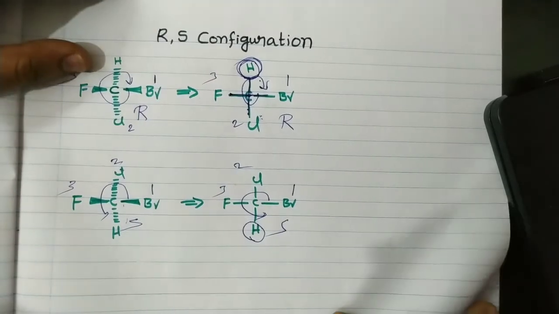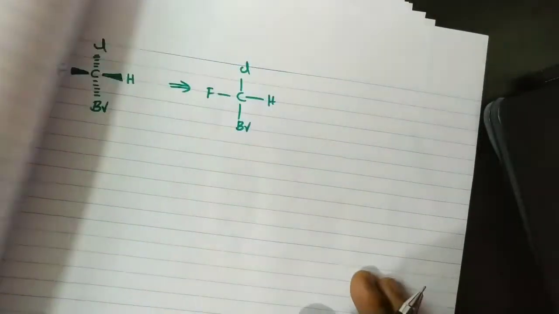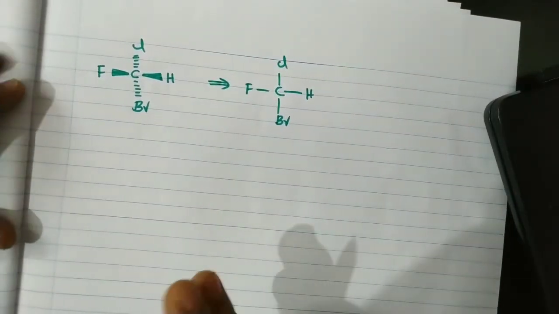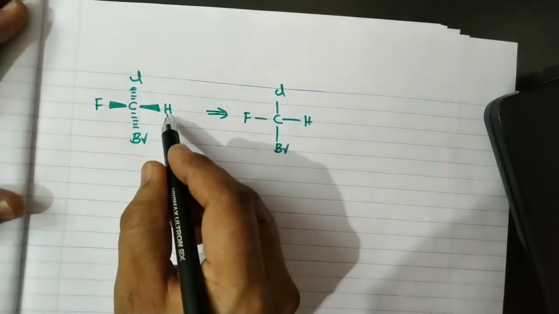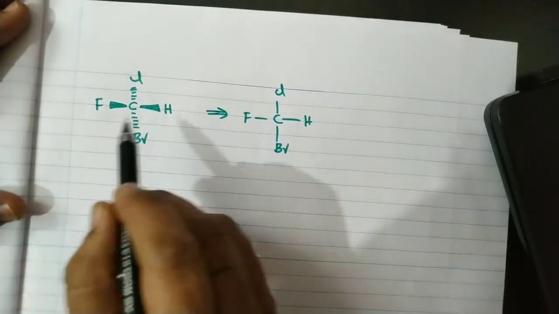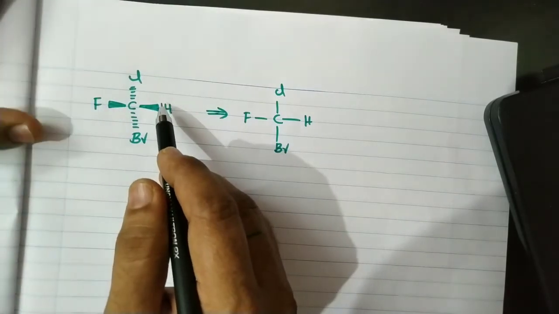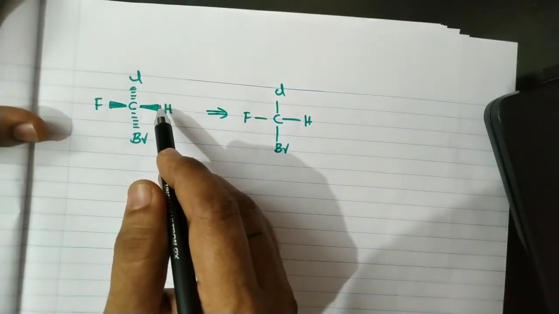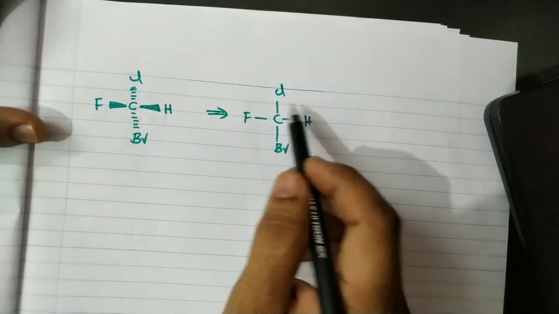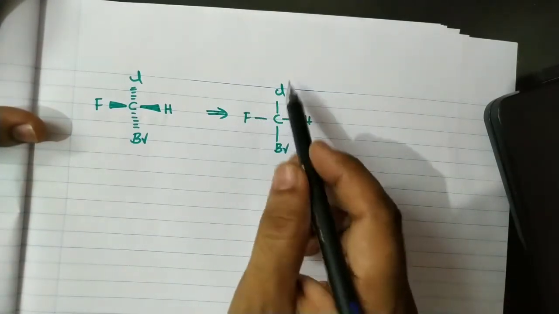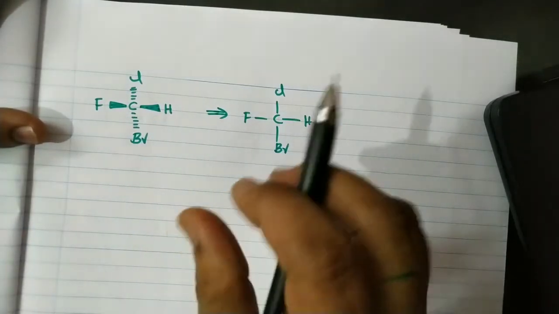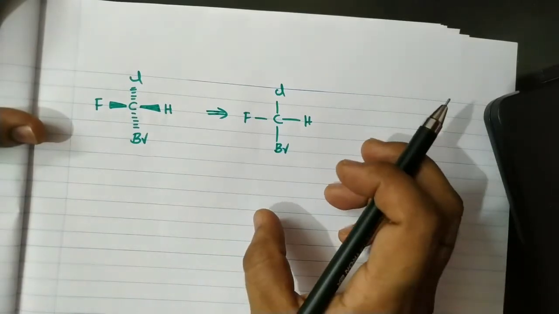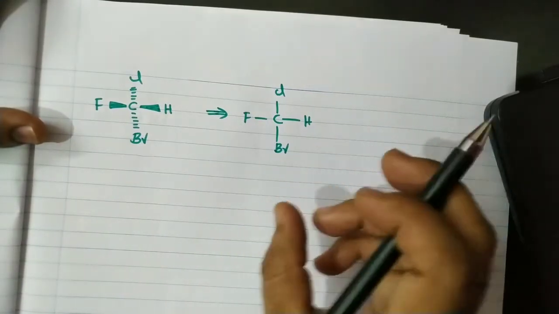Now if the least priority group is not present on the vertical line, that means it is not below the plane. Here we can see this hydrogen, the least priority group, is above the plane. This hydrogen is present above the plane in 3D representation, so in 2D representation it must be on the horizontal line but not on the vertical line. So in this case we should take some rotations, or consider some exchanges.